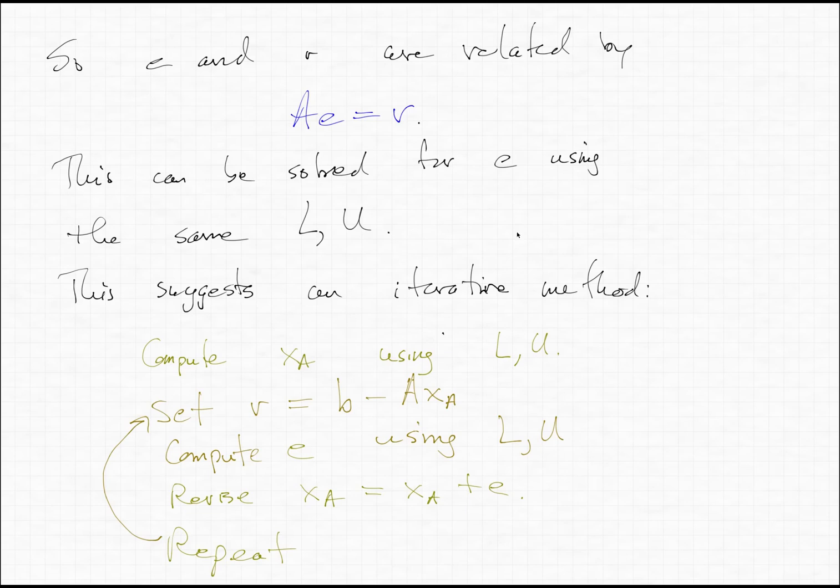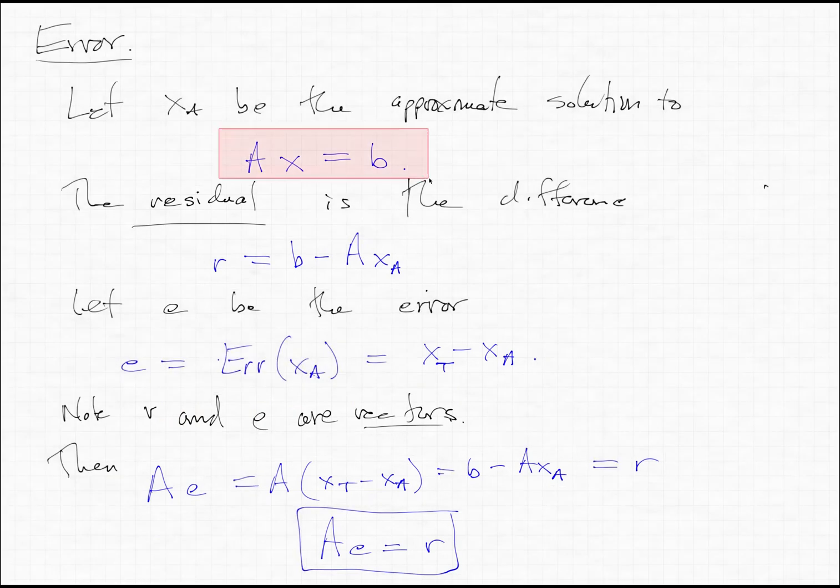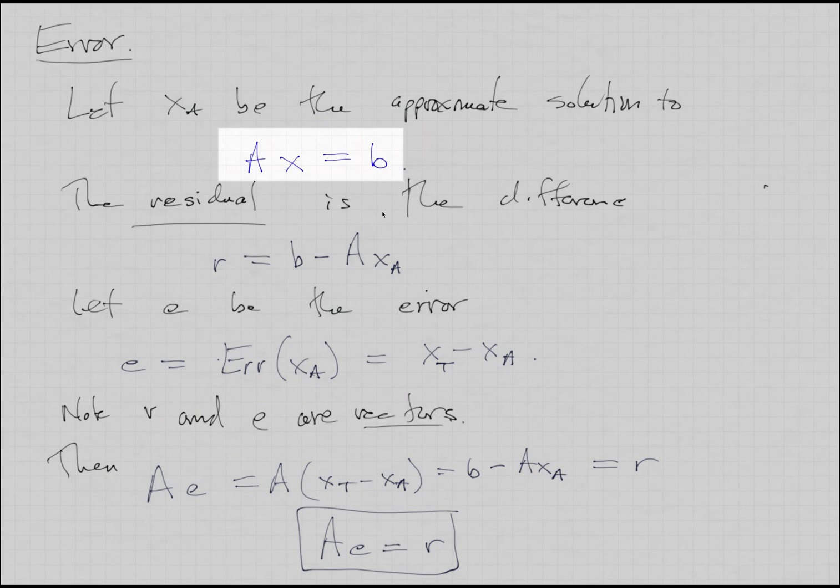So the topic for today is how to estimate the error when using Gaussian elimination or the LU method, which is more or less the same thing, to solve linear equations. Here we go. So remember, we're trying to solve this equation, Ax = b.